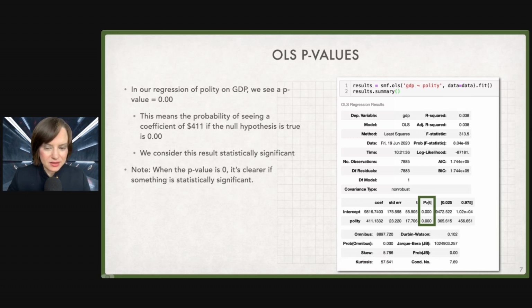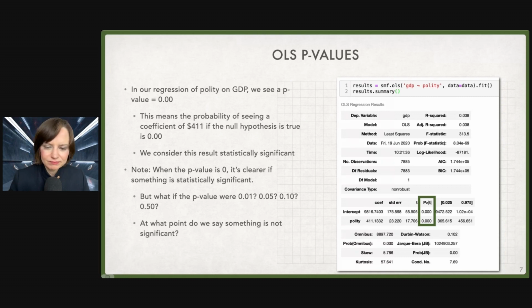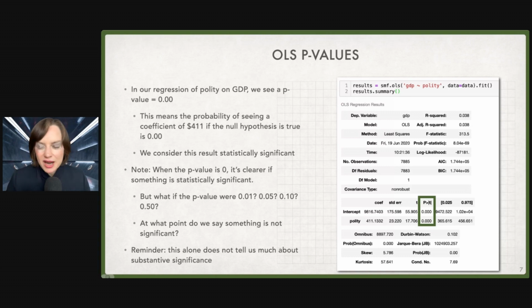Now, as stated, when the p-value is dead on 0, as it appears to be in this table, it's certainly clearer. But what if the p-value were 0.01, 0.05, 0.1, 0.5? There's a 50% chance that if the null hypothesis is true in the world, we would get this result. Does that make us feel good? Nah. So at what point do we say something is not significant? Arbitrary, up to us, matter of convention, and so on. It doesn't tell us much about substantive significance. So even if every time we ran our study, we would see a coefficient roughly around 400, that doesn't mean that 400 is worth writing home about.